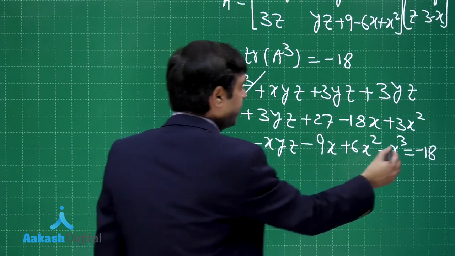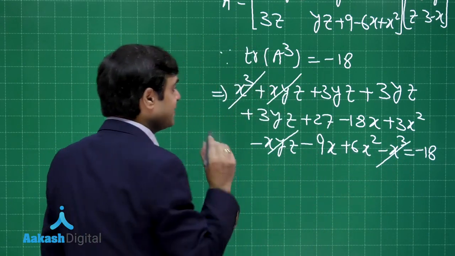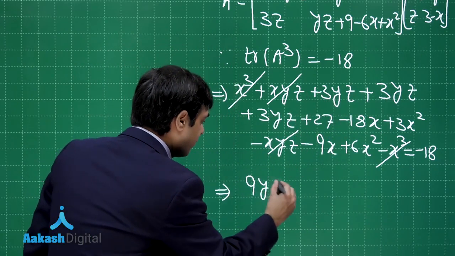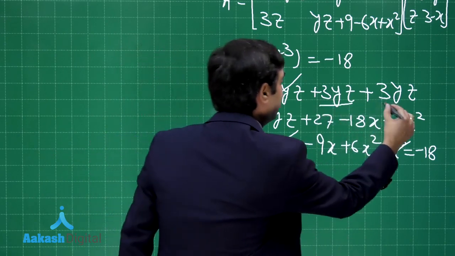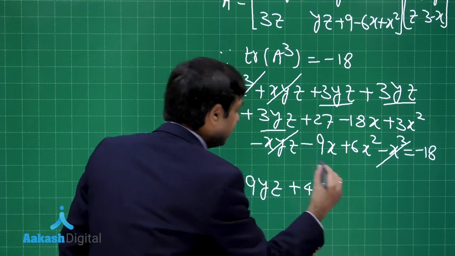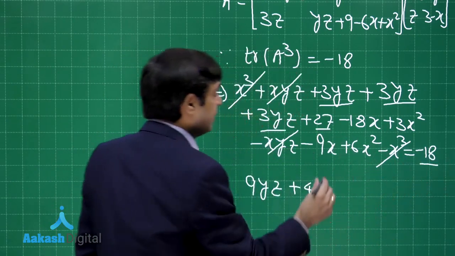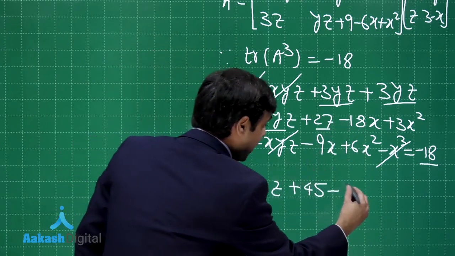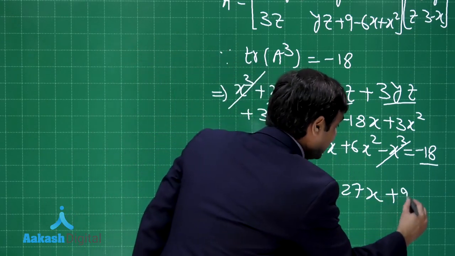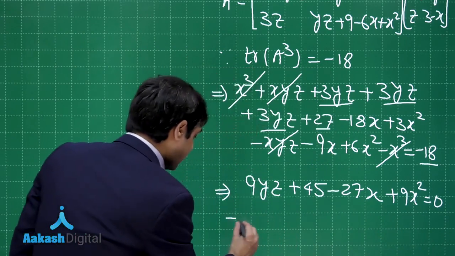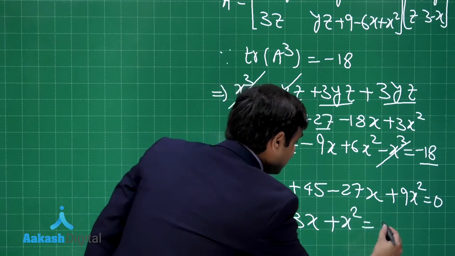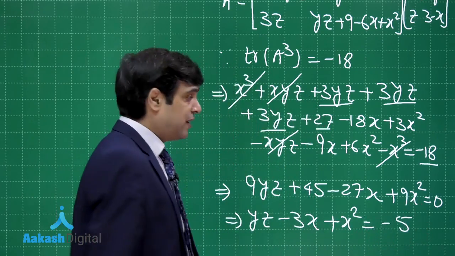We can see that x cube cancelled, xyz cancelled. We are left with 3 plus 3 plus 3, 9yz. Next, we have taken these terms so far, 27 and 18 added, that is plus 45. Correct? I have taken this term and this one. Minus 18x minus 9x, that is minus 27x. Then 3x square plus 6x square, that is plus 9x square. This is 0. Or I can say yz minus 3x plus x square is minus 5. Now let's check out what is required.